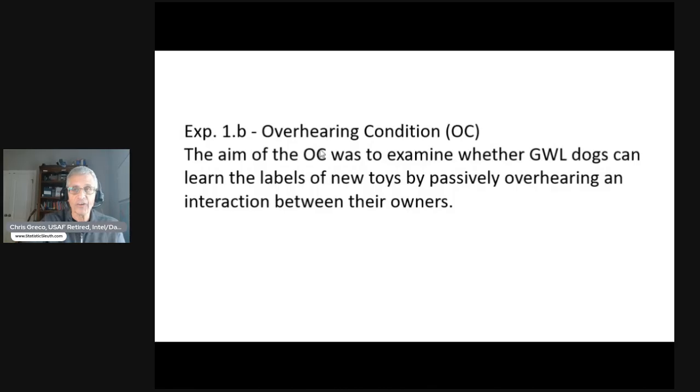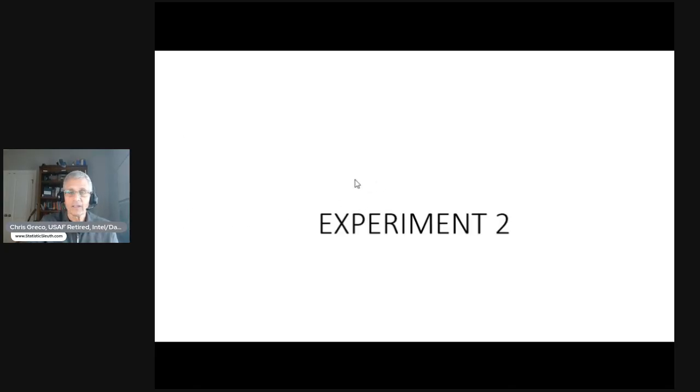Experiment 1B, overhearing condition. The aim of the OC was to examine whether GWL dogs can learn the labels of new toys by passively overhearing an interaction between their owners. So that's interesting, right? So overhearing condition. All right. So again, we're not going to go into the experiments. If you want to do that on your own, go for it. This is strictly about the different data analysis aspects we're talking about.